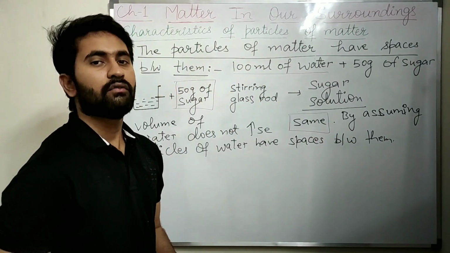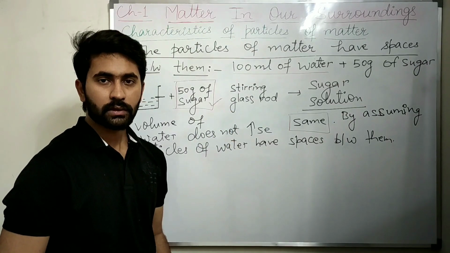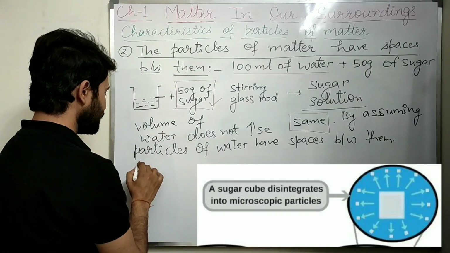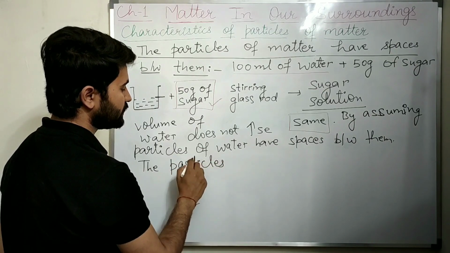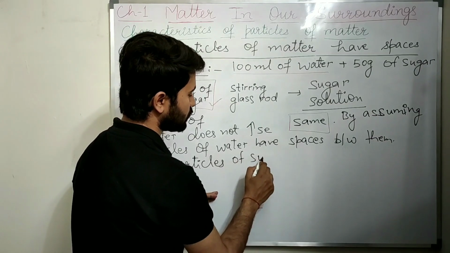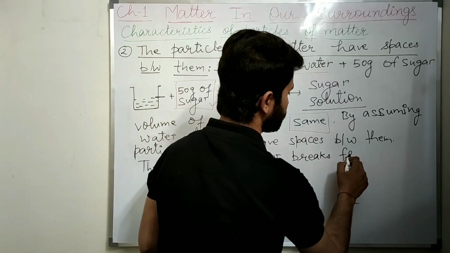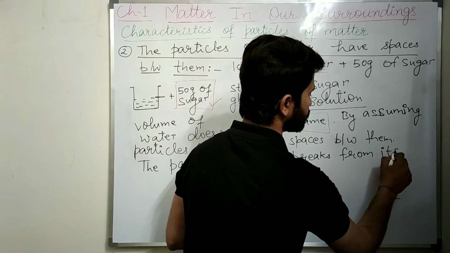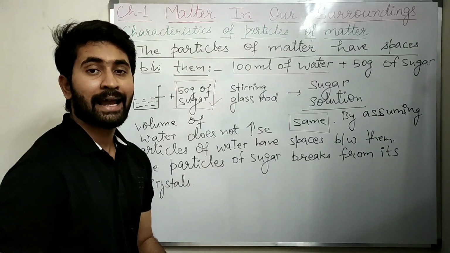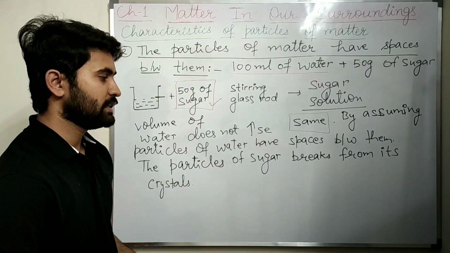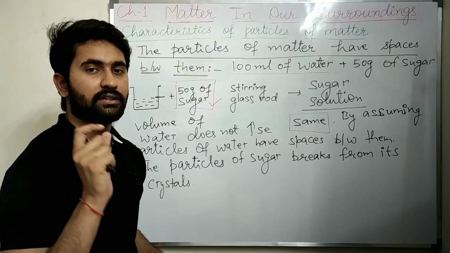Now what happens when sugar is dissolved in water? When sugar is dissolved in water, the particles of sugar break from their crystals and go into the spaces that are available between the particles of water.